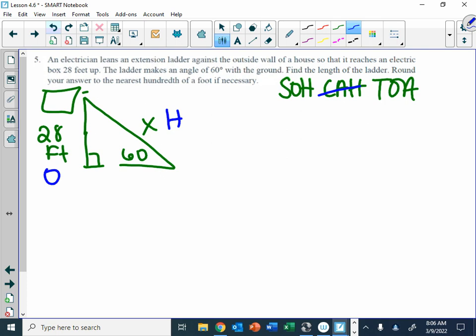When you say the opposite, what do you mean? It's not next to it. So these are next to it. So 28 is across from the angle, and opposite is the only one that's not next to the angle. Okay, so you go ahead and set it up, and you solve it. Set up your equation, solve it to find x. I want it to the nearest hundredth of a foot, so 2 decimal places.